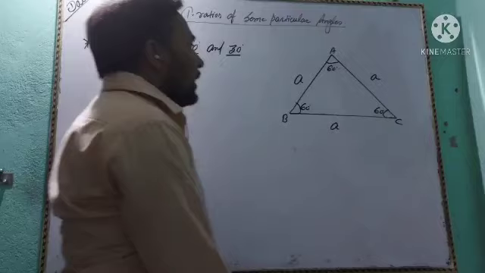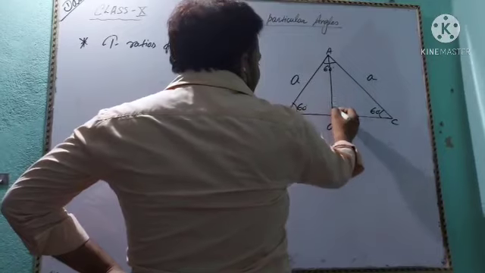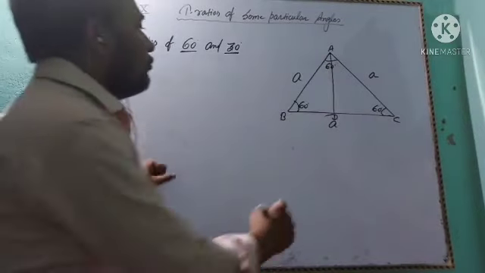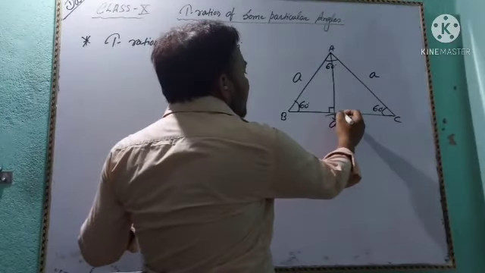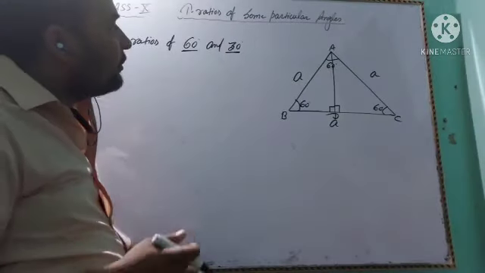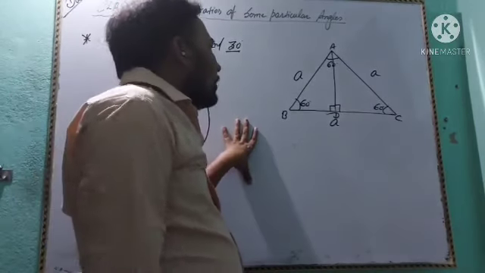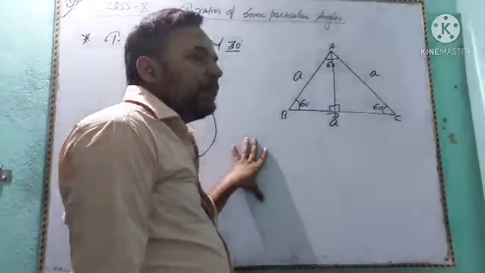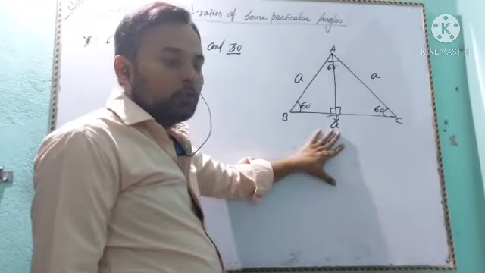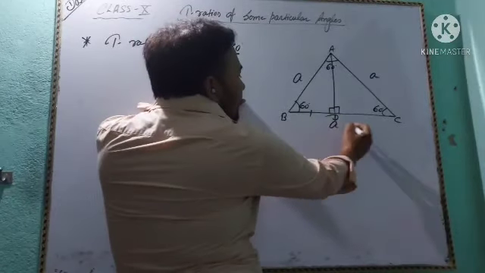Okay, students, we draw AD perpendicular to BC. So this is the perpendicular; angle ADB and angle ADC are 90 degrees. Now, students, in an equilateral triangle, a perpendicular drawn from any vertex to the opposite side bisects both the angle and the side. So D is the midpoint of BC, that is BD is equal to DC.